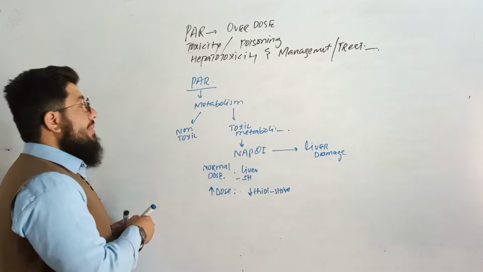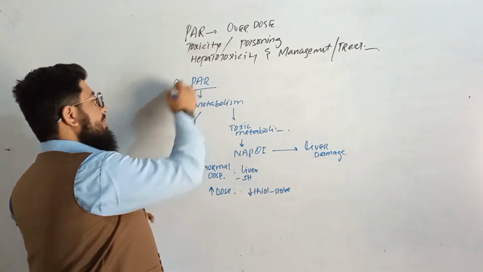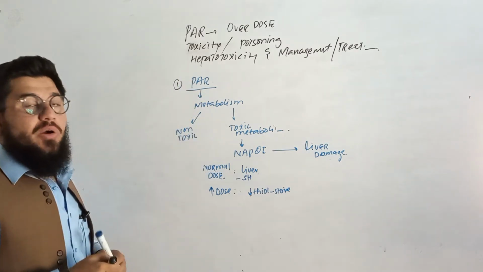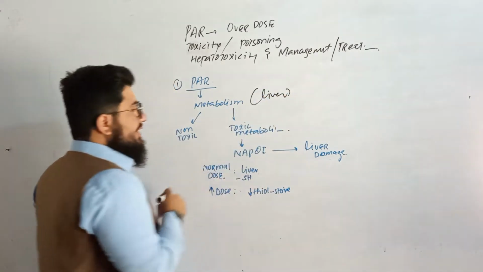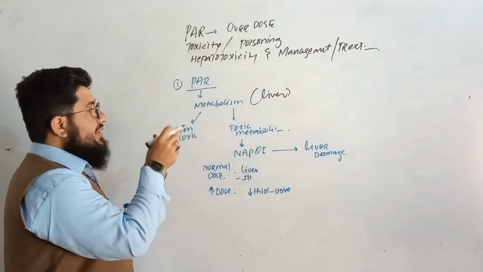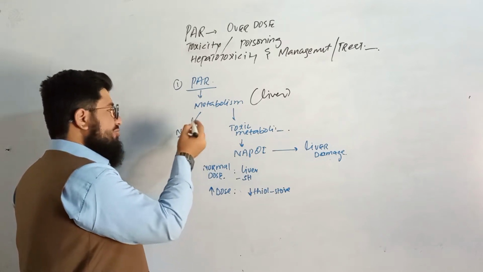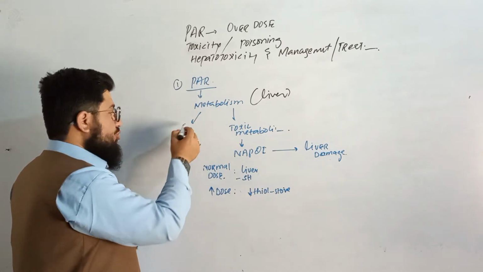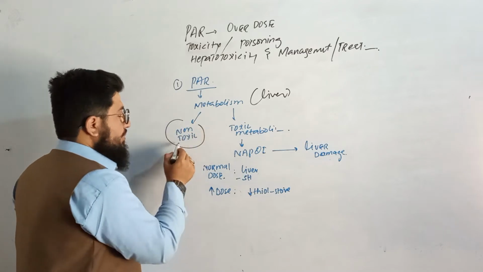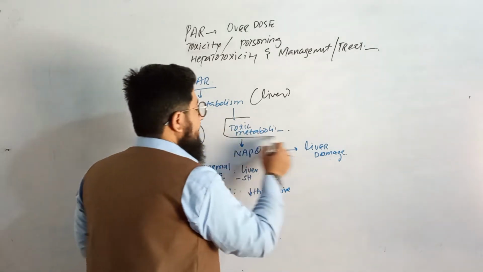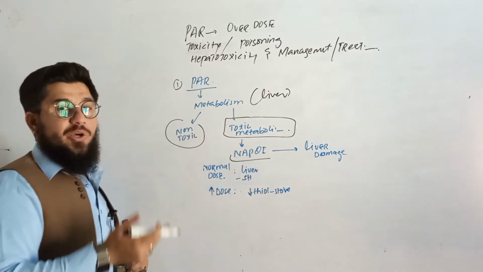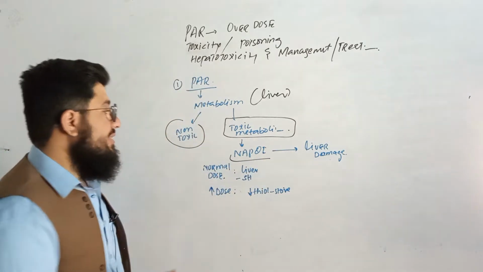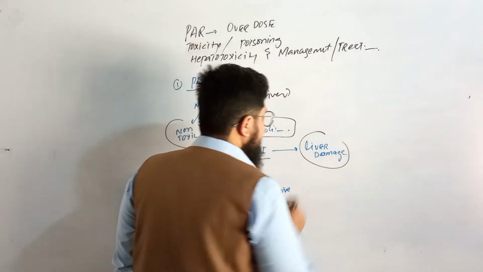That is paracetamol. When we take paracetamol, what happens to it in the body? It is metabolized mainly in the liver. In the liver, it is metabolized into two parts. Number one is a non-toxic metabolite, and number two is a toxic metabolite. The toxic one is known as NAPQI, N-acetyl-p-benzoquinone imine. Now this one is supposed to damage your liver.